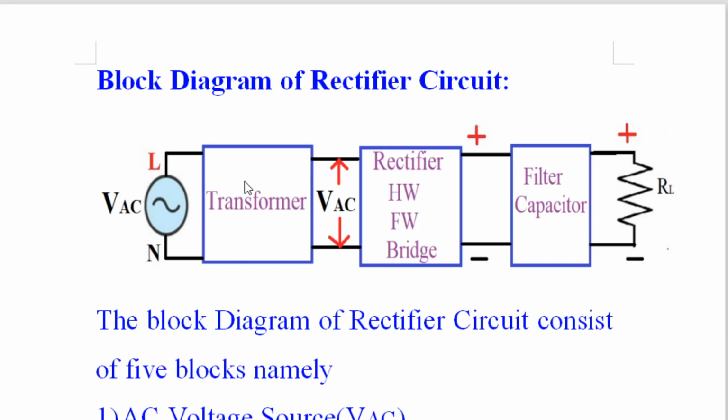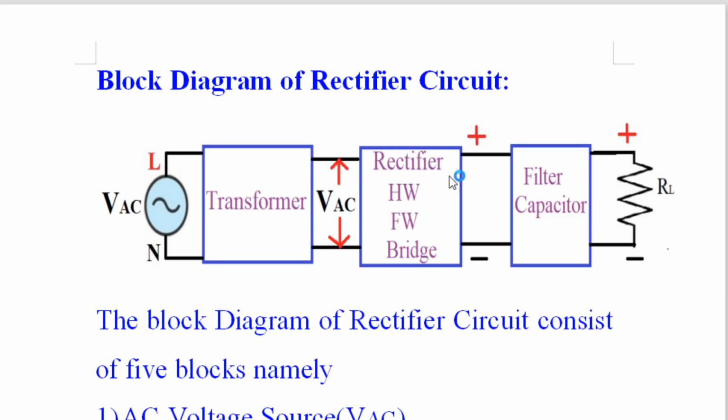And normally in a rectifier circuit, the transformer is used to convert high AC voltage into low AC voltage. It can also be used to convert low AC voltage into high AC voltage, but in rectifiers, normally in our laboratory, we use high AC voltage to low AC voltage, that is a step down transformer. And the output of the transformer, remember, is VAC, meaning AC voltage only. And this step down AC is given to the rectifier circuit.